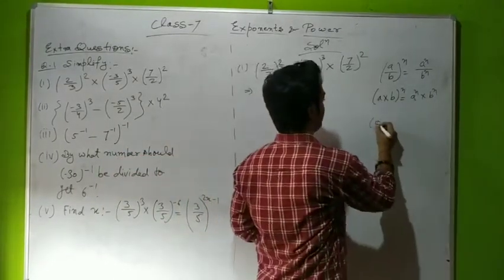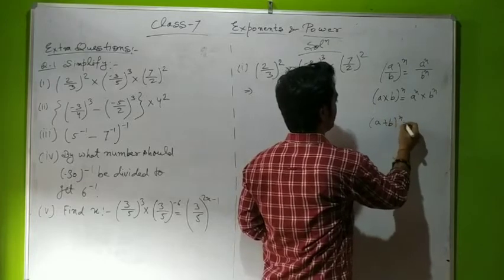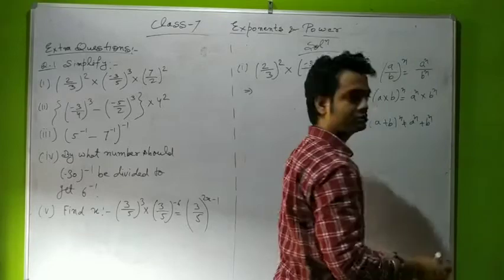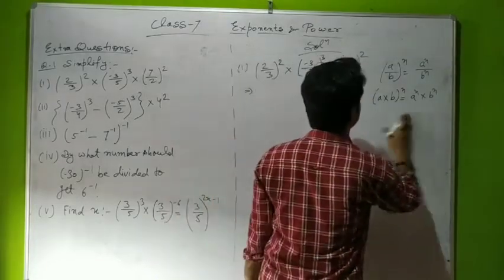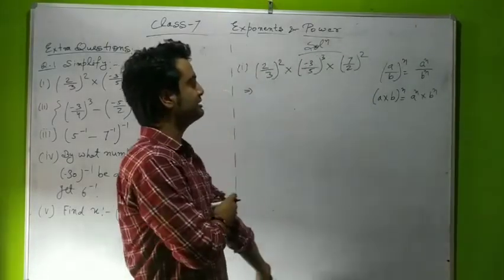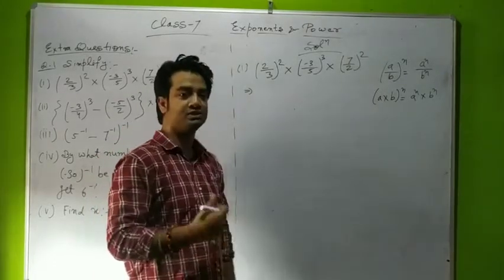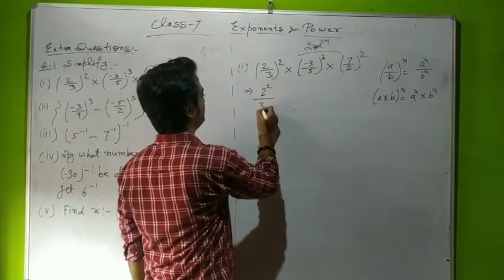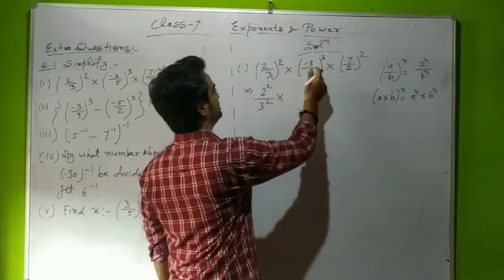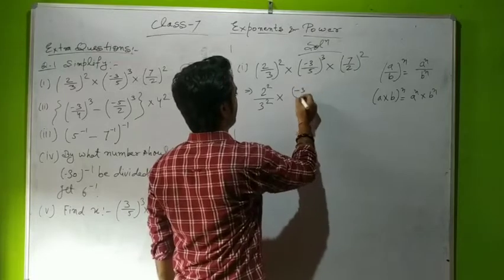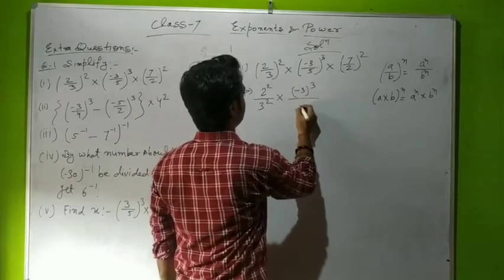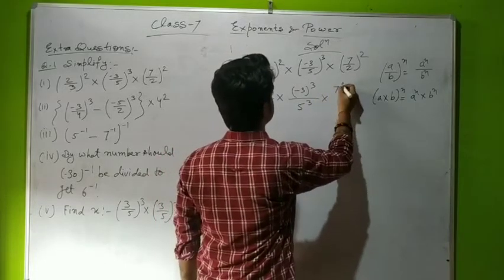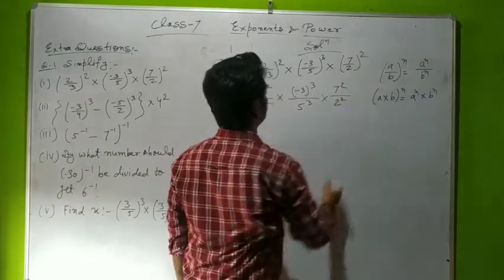If it is (a plus b) raised to the power n, then you cannot write it as a raised to the power n plus b raised to the power n. Okay? Keep this in your mind. In multiplication and division we can do that, but in addition and subtraction we cannot. So it can be written as 2 square upon 3 square. In the same way, this can be written as minus 3 cube upon 5 cube, and this can be written as 7 square upon 2 square.